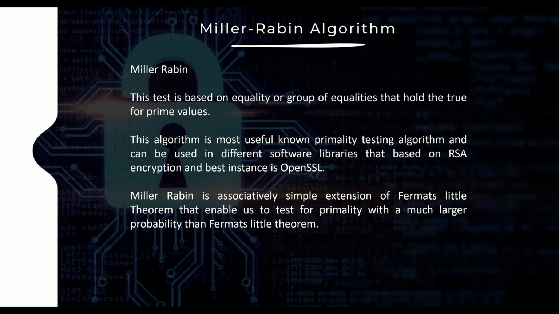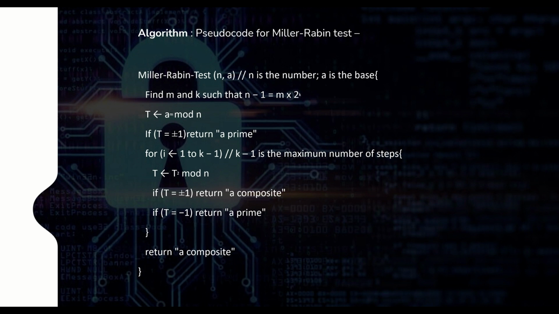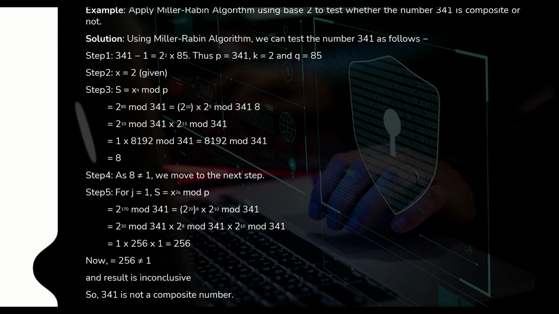Here is the pseudocode for the Miller-Rabin test. The following is an example. Apply the Miller-Rabin algorithm using base 2 to test whether the number 341 is composite or not. Solution: using the Miller-Rabin algorithm, we can test the number 341 as follows.